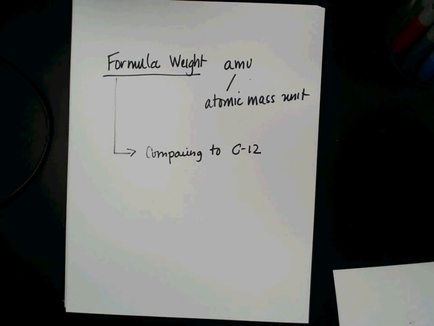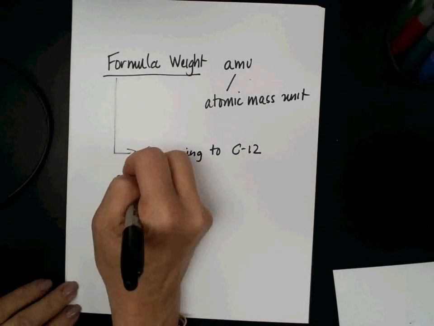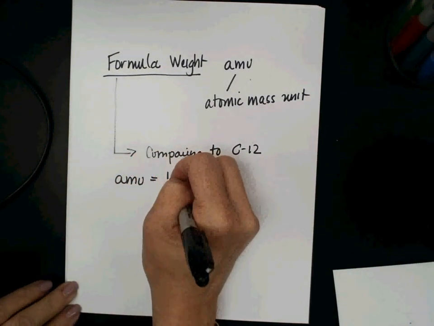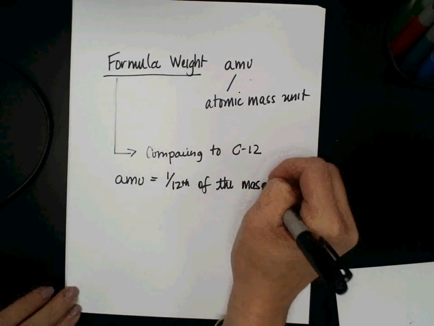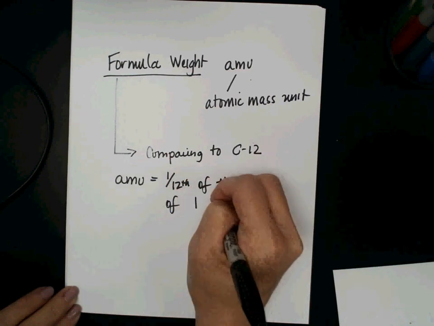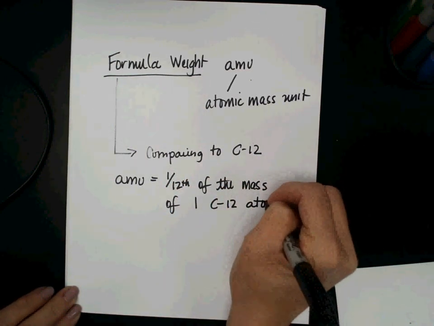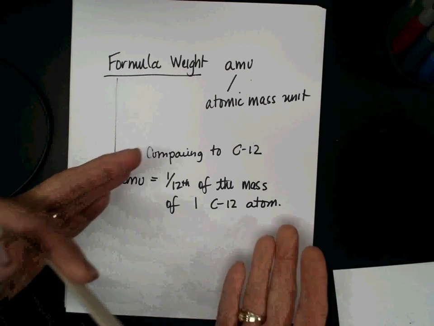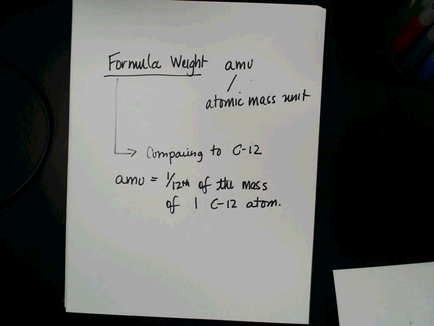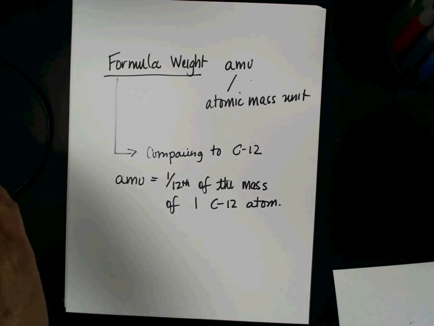And AMU equals 1/12 of the mass of one carbon 12 atom. And that's how they base the average atomic masses of all the naturally occurring isotopes on the periodic table. You're not going to have to do anything with this. You just have to understand what atomic mass unit is and where it came from. And understand if you're asked on a test or a quiz for formula weight, what your units should be versus what they should be for molar mass.